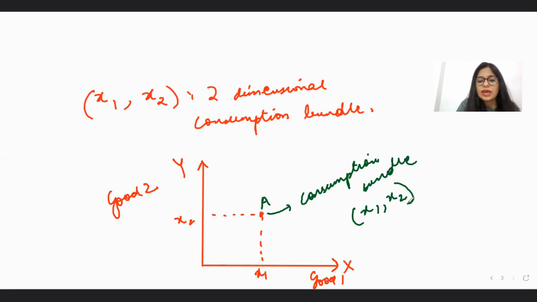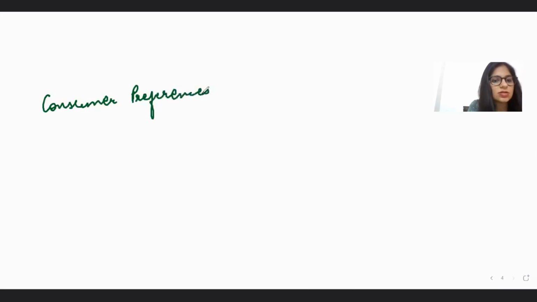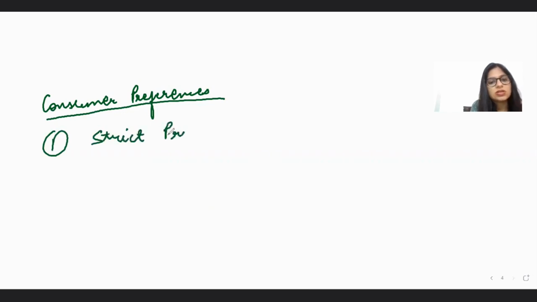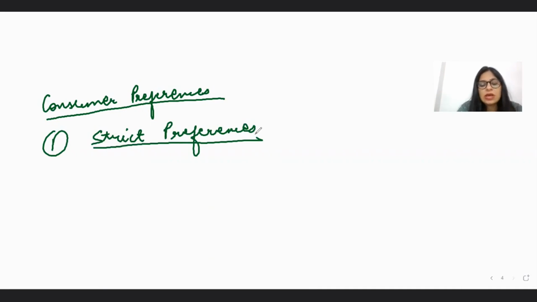Okay. Now, if we understand well what a consumption bundle is, the next concept that we have to understand is consumer preferences. And the first preference I want to talk about is strict preferences. How do I represent strict preferences? I represent them by something like this. Please note this sign carefully: it is different from the greater than sign. It is a little curvy. So ideally I'm drawing something like this, curvy rather than the greater than sign.